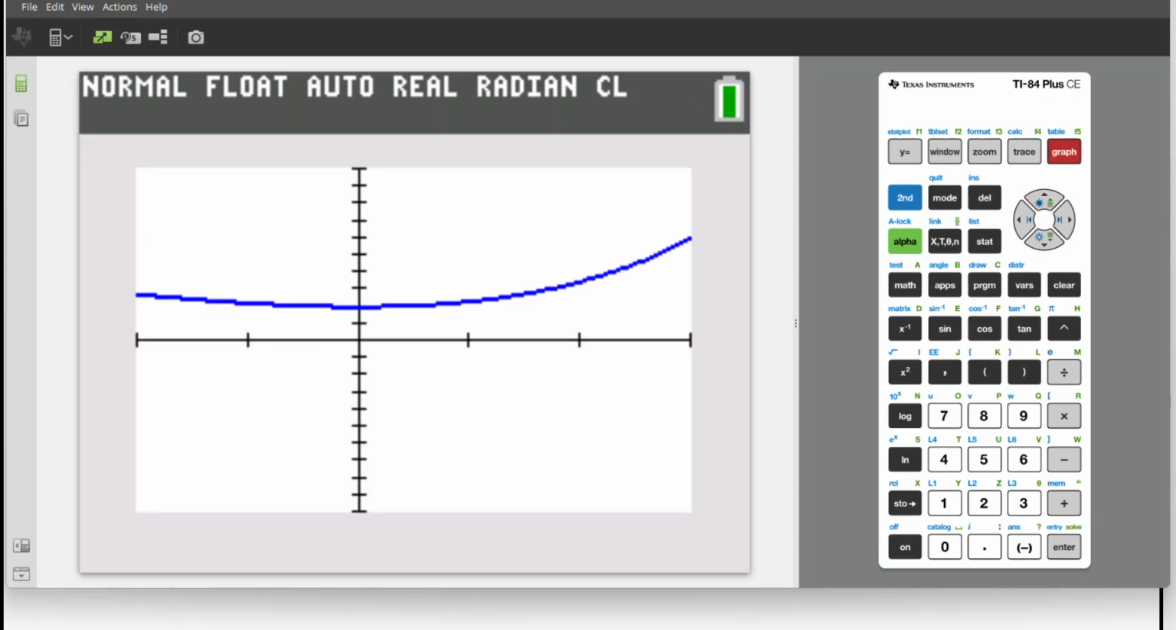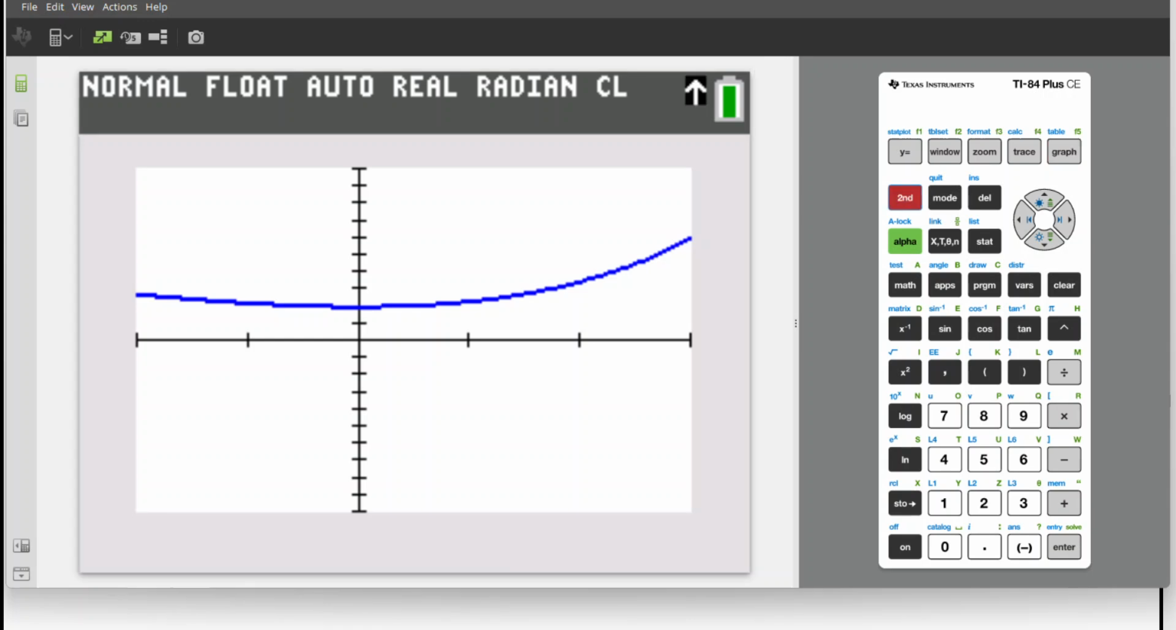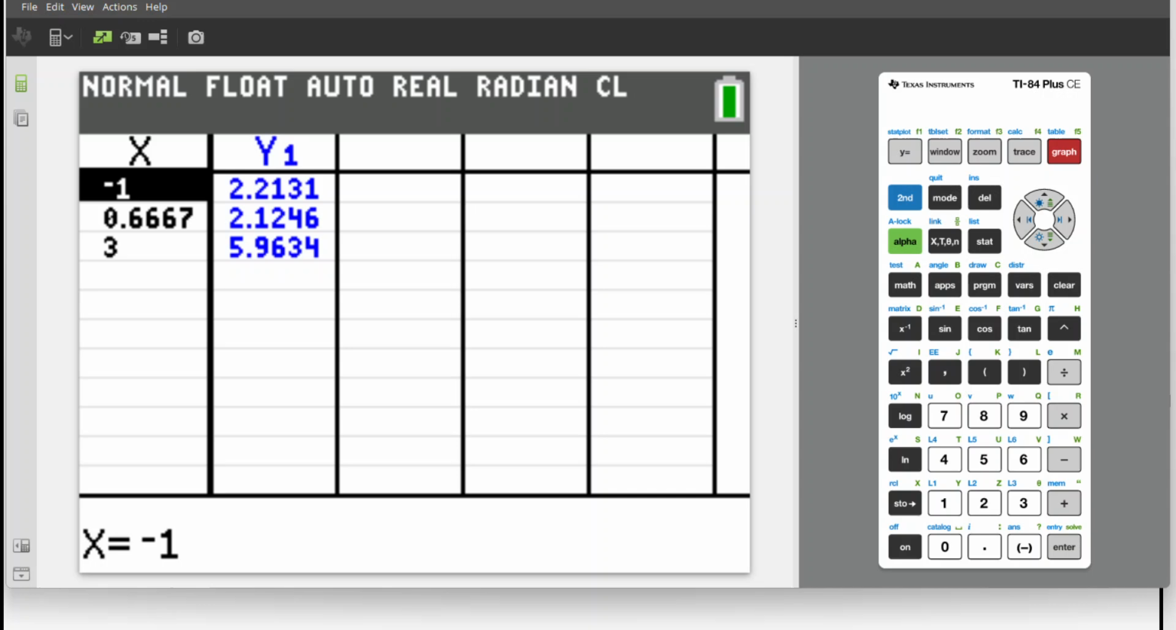We don't really care for now. So this is my graph. It looks like it's a nice little curve. It looks like it's going to have a high point on the right side of the screen, and the low point is happening somewhere in the middle. Okay, so let's confirm this. We're going to click second and then graph this time. That puts us in the table. And we have some numbers from the last problem. We don't care about them. So let's go ahead and delete everything here and start fresh.